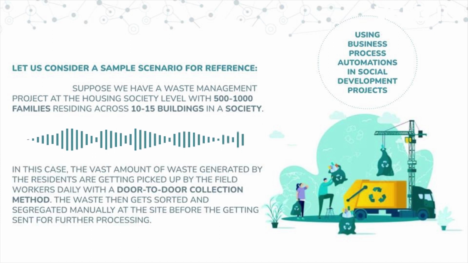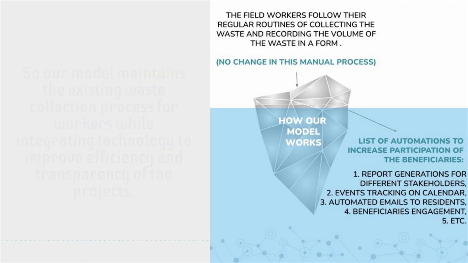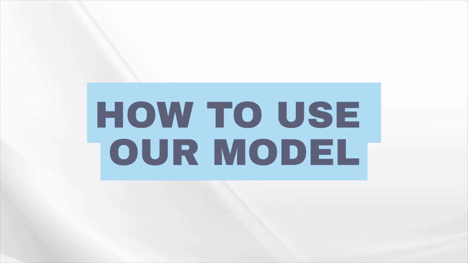Moreover, the assigned waste management company has workers to do daily door-to-door waste collection. The waste then gets sorted and segregated at a society center before being sent for further processing. So our model maintains the existing waste collection process for workers while integrating technology to improve the efficiency and transparency of the project. Now let us understand how to use our model.